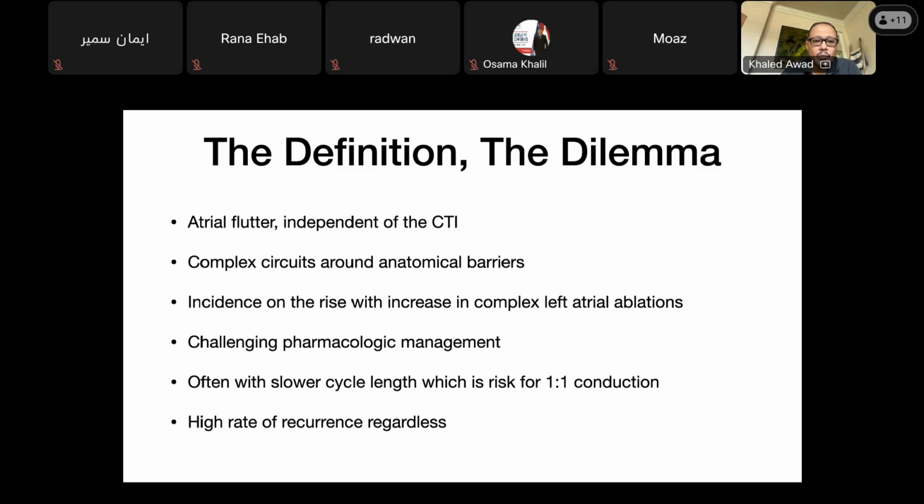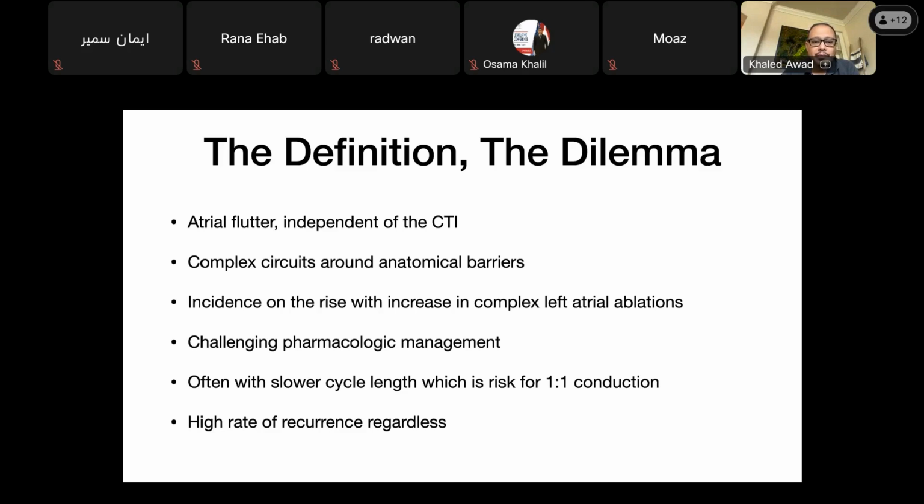And we are seeing more and more of those with increase in complex left atrial ablations. People are a lot more aggressive with ablating extensively in the left atrium, and that is a self-fulfilling prophecy. In other words, once you start doing it, it just keeps happening.